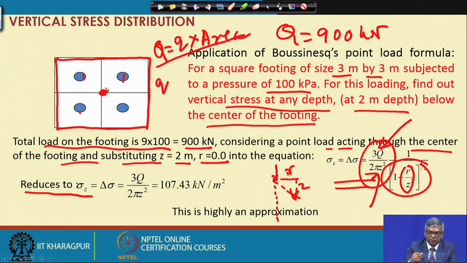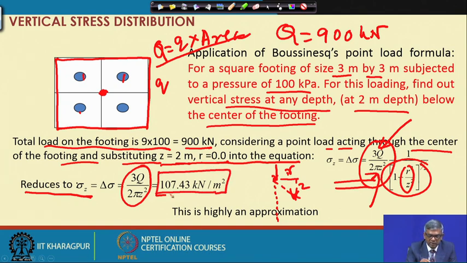So, r becomes 0. If I put this in, then ultimately sigma z becomes 3Q by 2 pi z square. This is the equation, and if I put in all those values, the value comes to 107.43 kilonewton per meter square, or kPa. Initially you applied 100 on the surface, but at 2 meter below, if I consider it as a point load, then it is more than that.